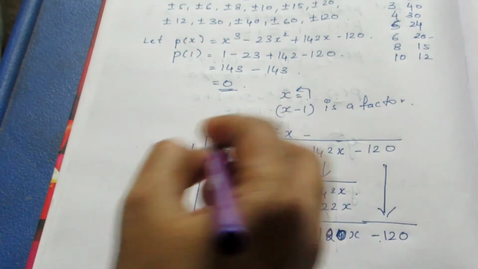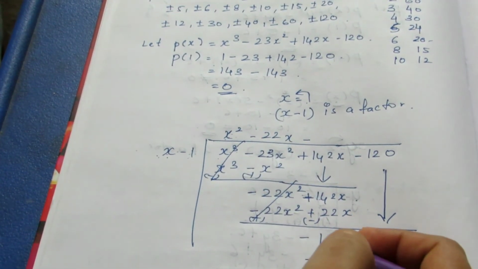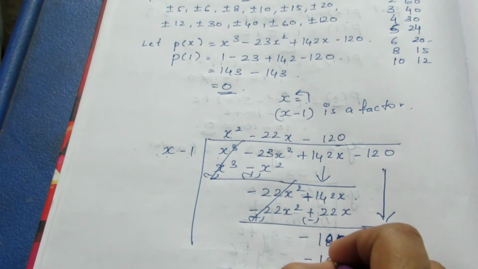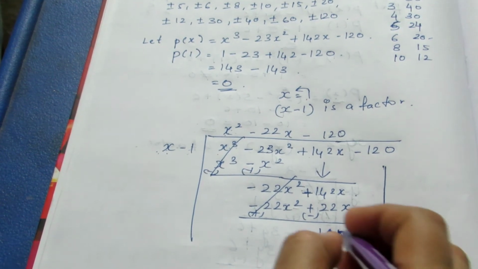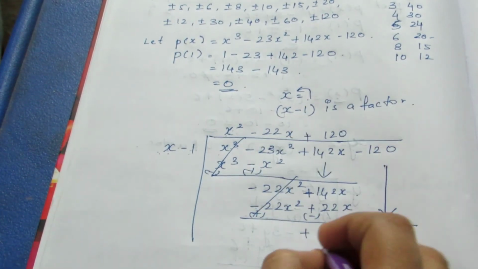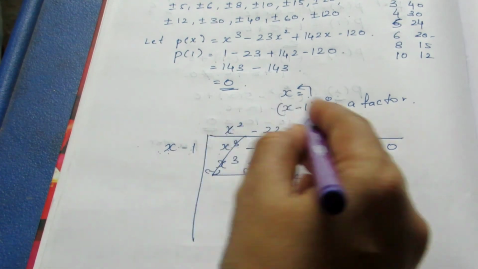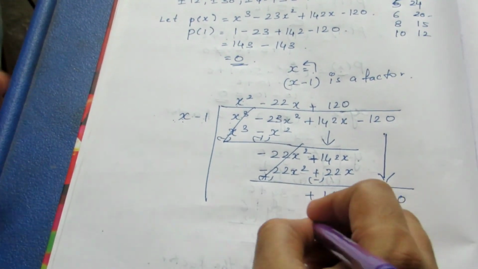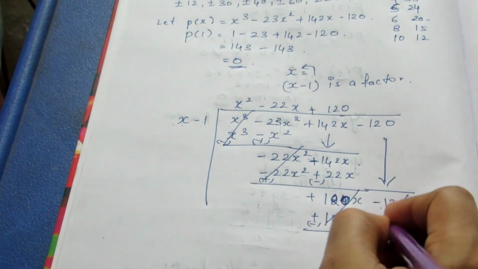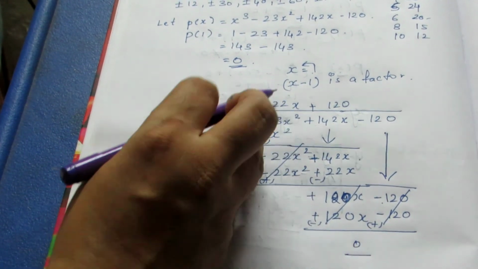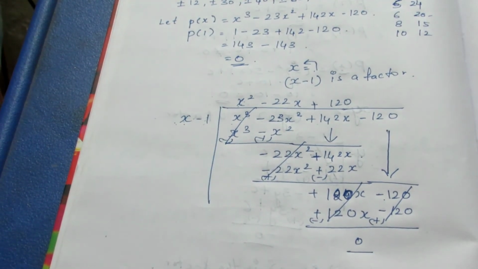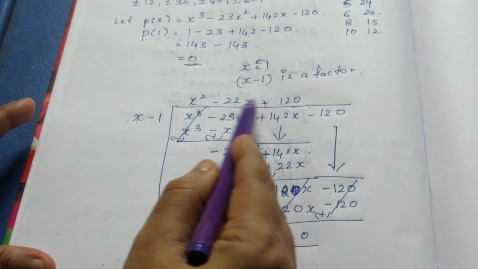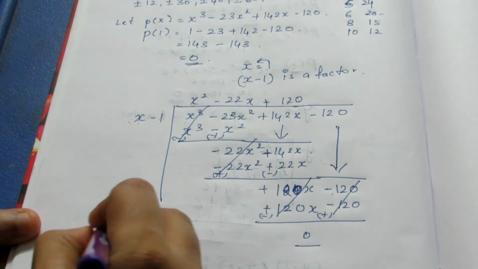Now x into 120 gives 120x, and plus 120x into minus 1 gives minus 120. Now change the sign. Both get cancelled and become 0. As it is a factor, you need to get 0. If not, you have done something wrong. So now I got x square minus 22x plus 120 as the quotient.